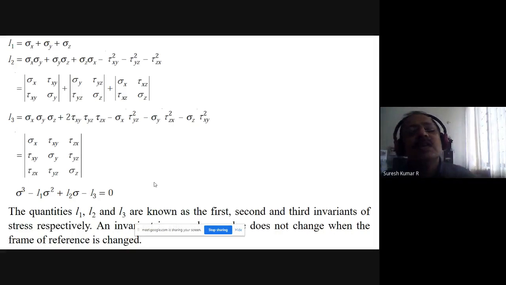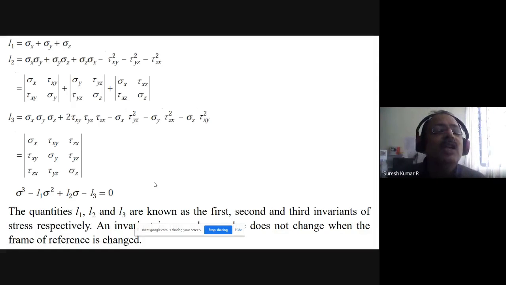Now, if xyz is a coordinate system, I1, I2, I3 are its invariants. Suppose we transform from xyz to some other frame of reference, such as x dash, y dash, z dash. In that case, the values for sigma x, sigma y, all the stress components will change. But I1 dash will be I1 only, I2 dash is also equal to I2, I3 dash is also equal to I3. So there is no change in these invariants. Rest all will change. Such values are called invariants.